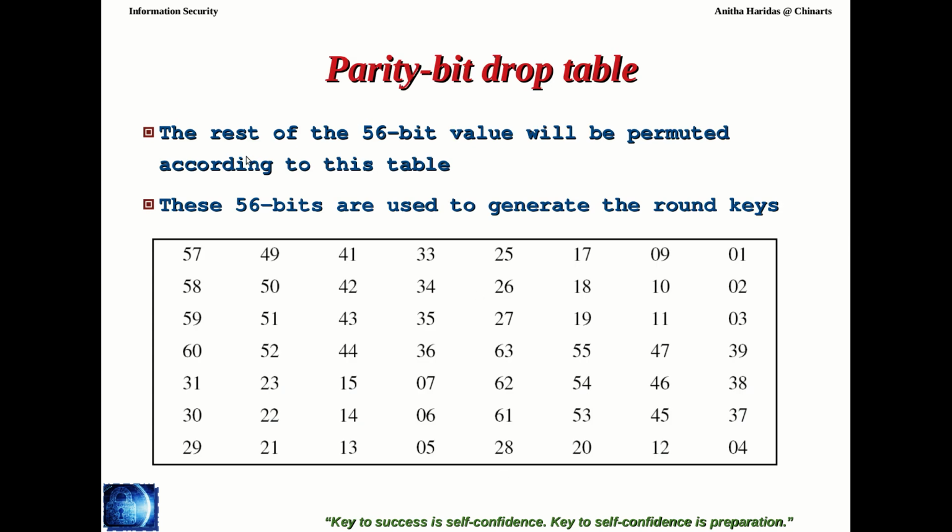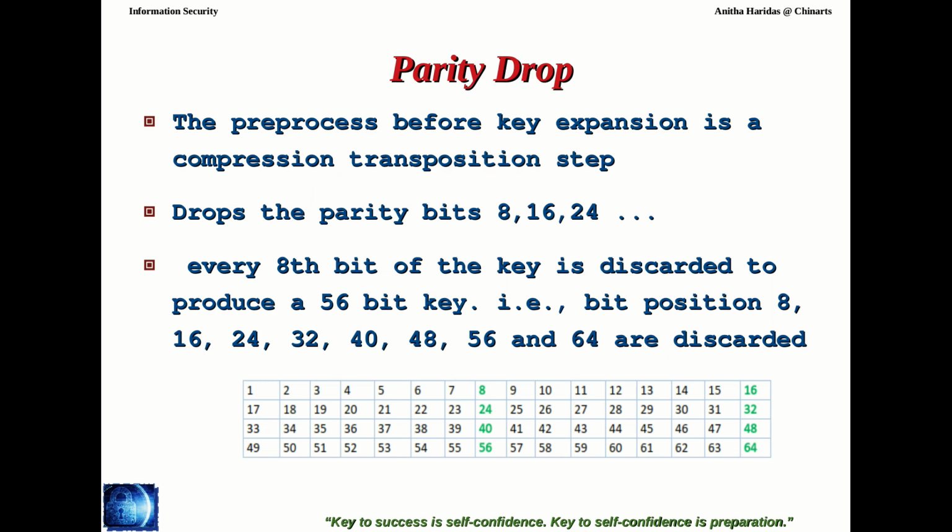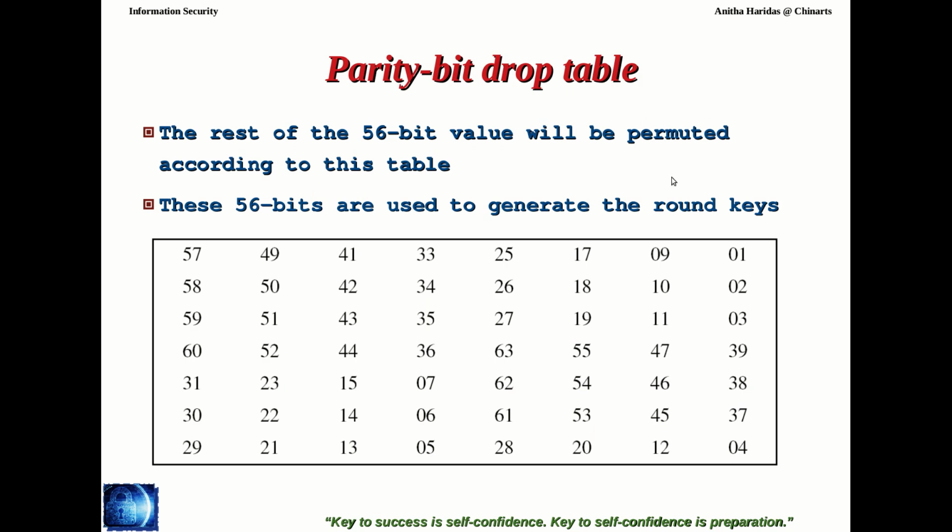Okay, so the 56 bit value will not be directly given to the key generator. Instead, it will be permuted according to this particular table. Only then it will be given to the key generator, right? So the parity dropper not only drops the parity bits, but it also does permutation, or you call it bit shuffling, using this particular table. Right? So please observe here.